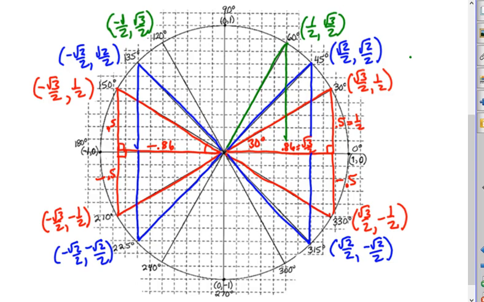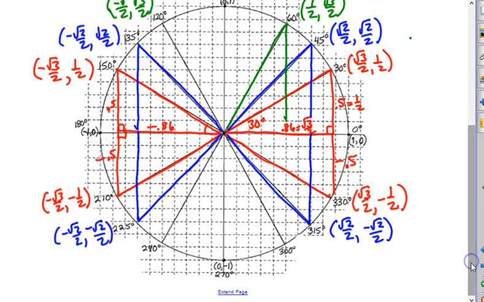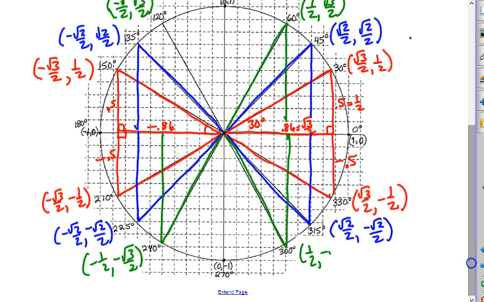Okay, when I go down to quadrant 3 now, I'm looking at the angle 240, and they're both negative. Negative 1/2, negative square root of 3 over 2. And then going to 300, x is back to positive, positive 1/2, negative square root of 3 over 2. So there is the unit circle.